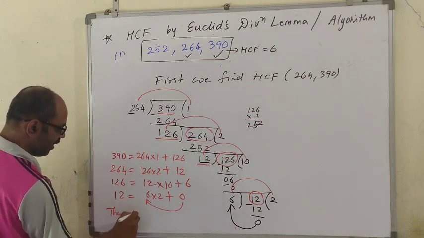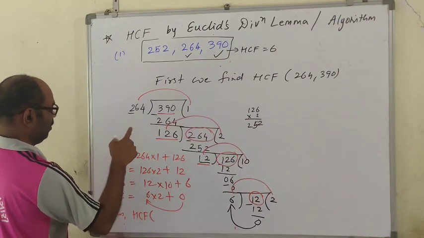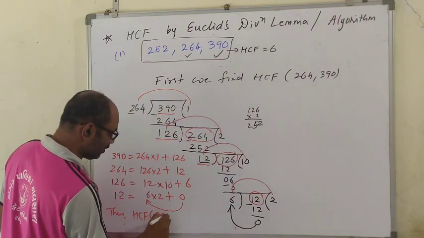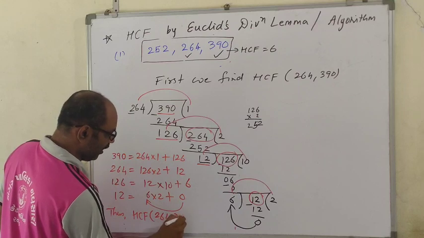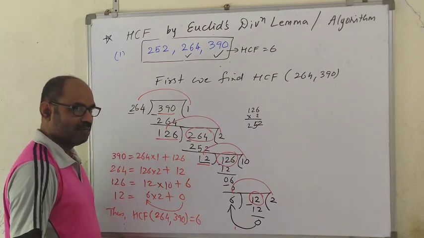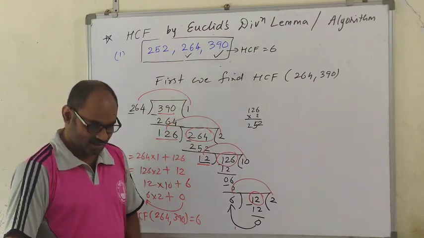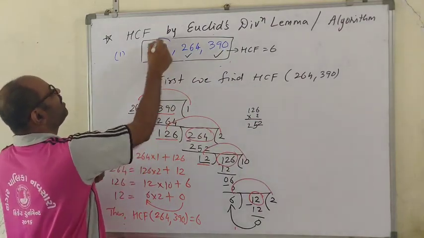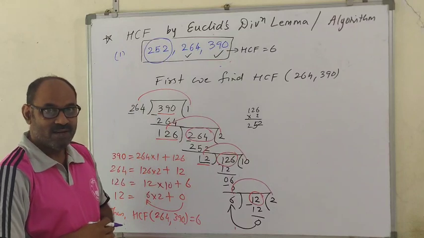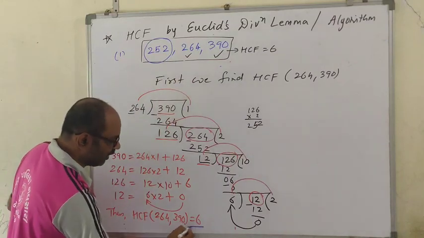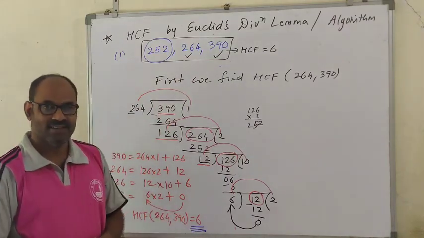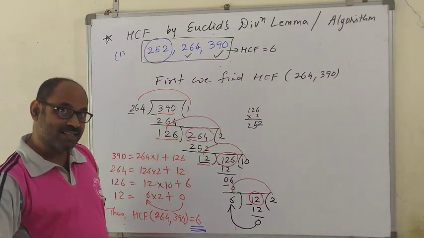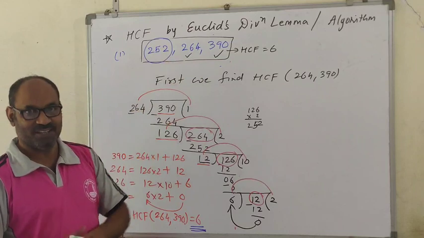Thus HCF of only these two numbers, children, 264 and 390 is 6. But we have to find HCF of all three numbers. Children, the third number left out is 252. And the HCF of these two numbers we got is 6. Now we have to find HCF of 252 and 6. And whatever HCF you get is the HCF of all three numbers.